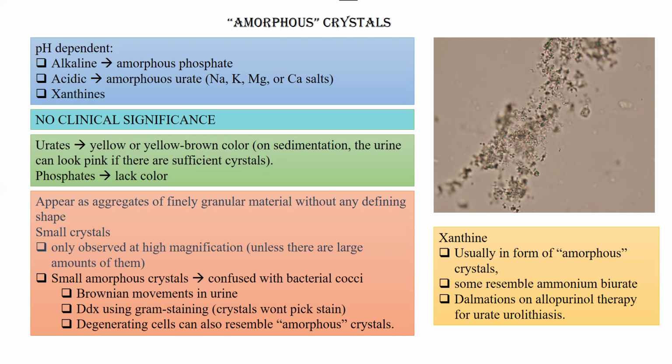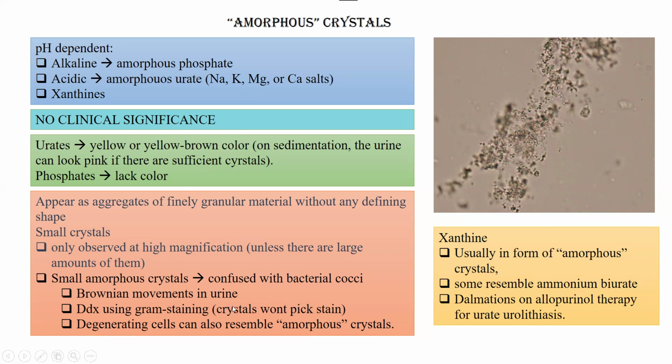And how can you do this? You can stain the slide, you can go for Gram staining, and with that, the crystals are not going to pick up the stain, but bacteria are going to pick up the stain. So that's how you can differentiate whether it's bacteria or these are crystals.